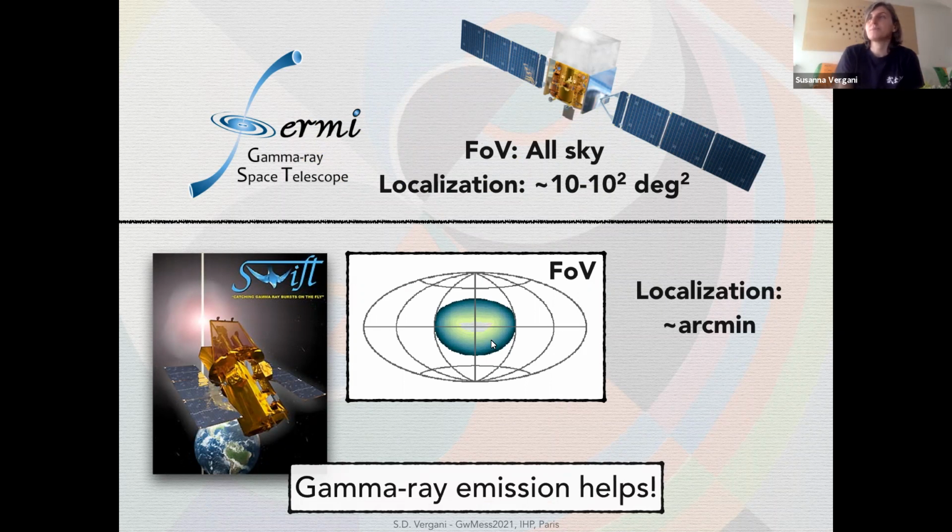Swift has a field of view of some arcminutes, 20 arcminutes by 20 arcminutes. Instead, Theseus will have a much larger field of view in the X-rays with the precision of the Swift X-ray telescope. So it will scan the sky rapidly and will give you the detection of the counterpart with a very precise localization.